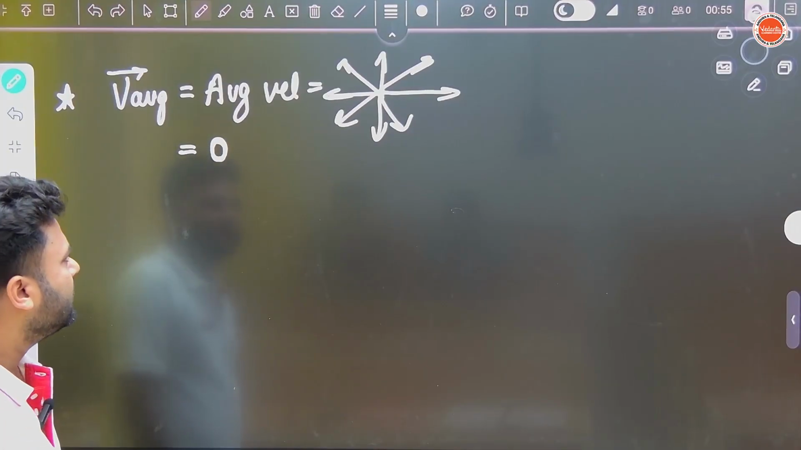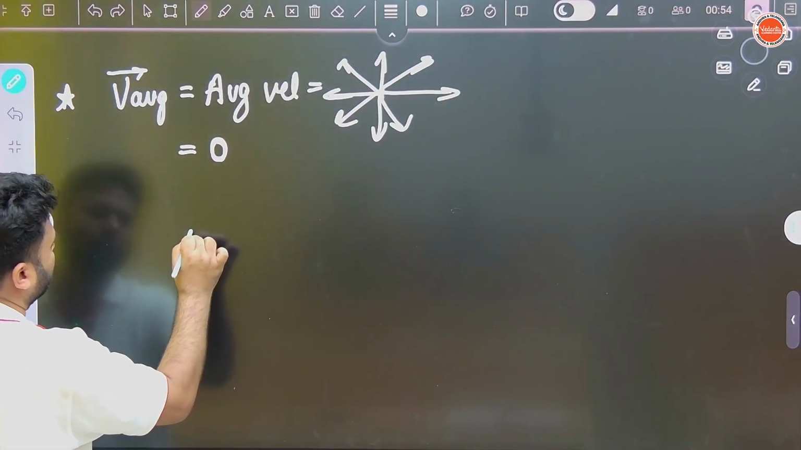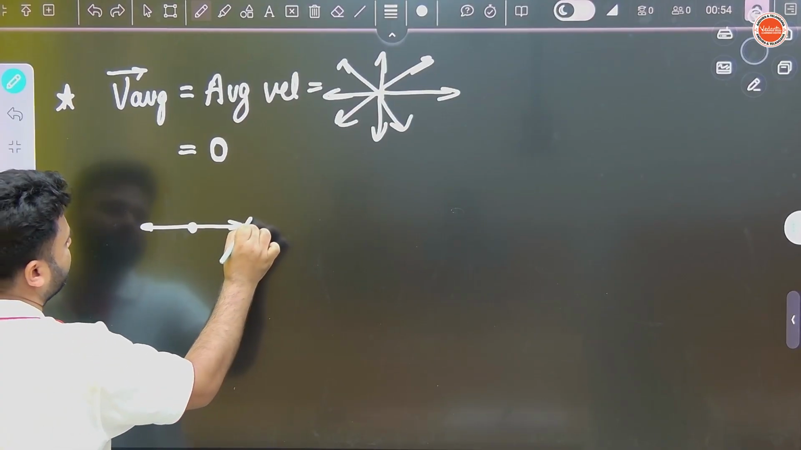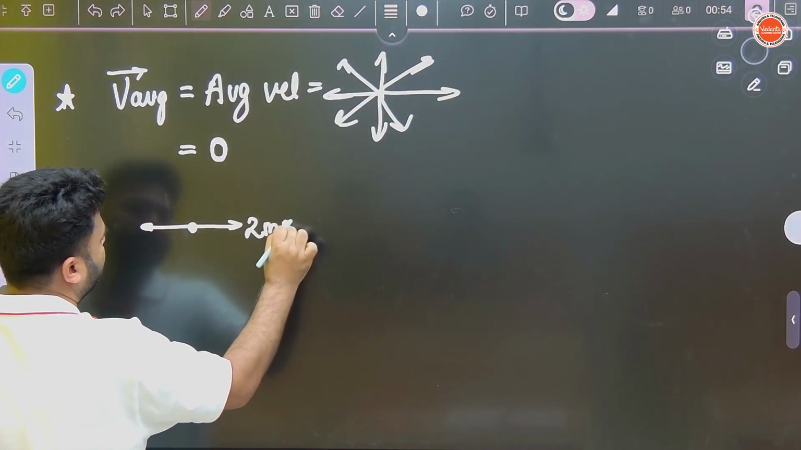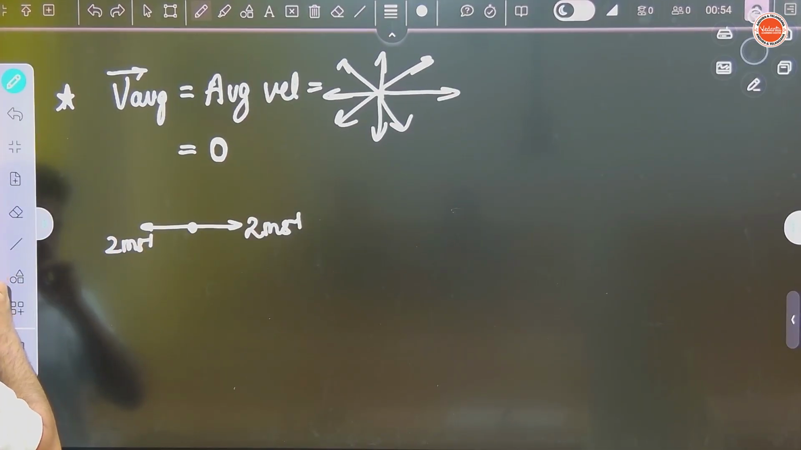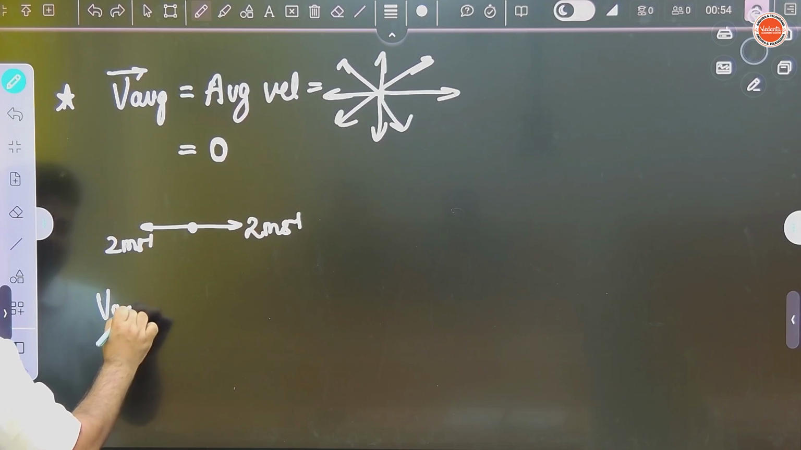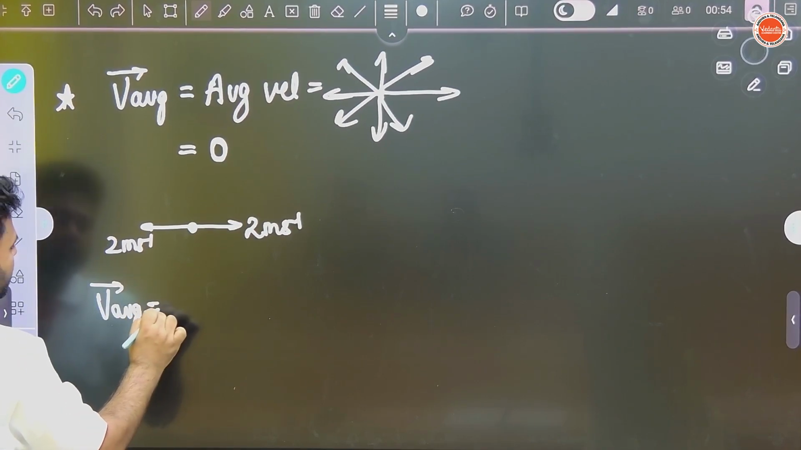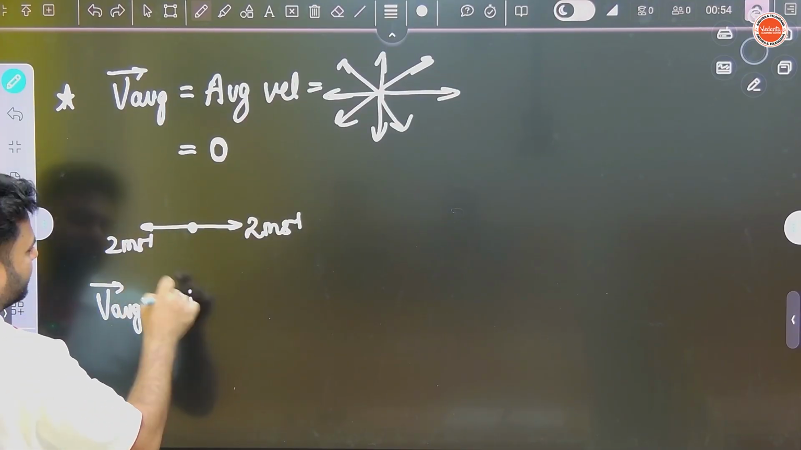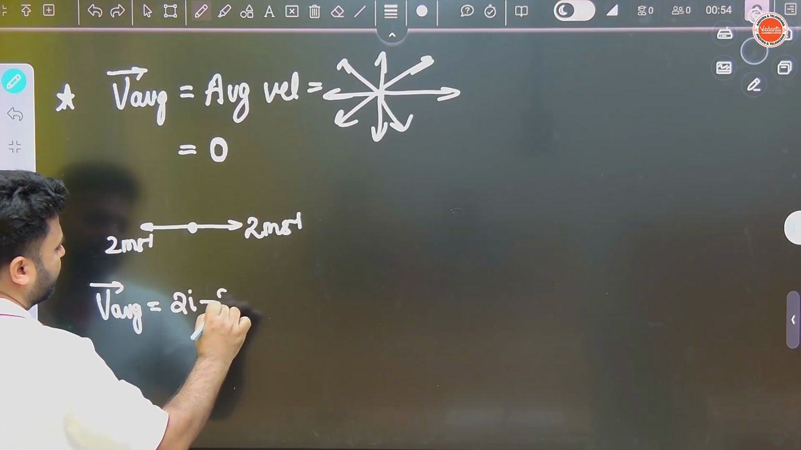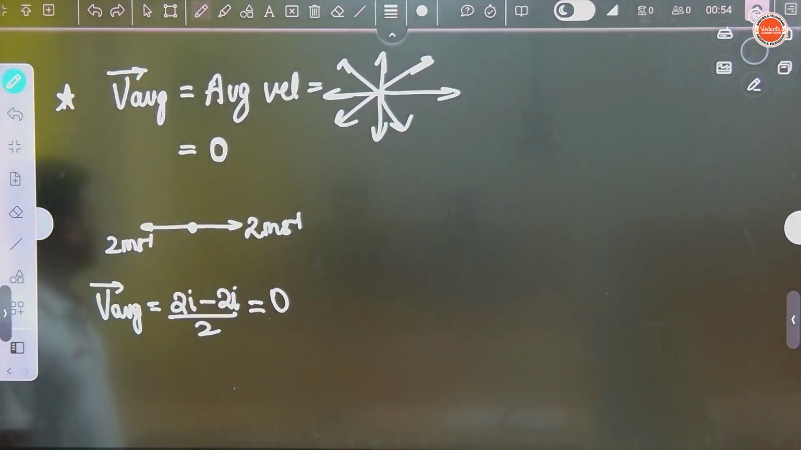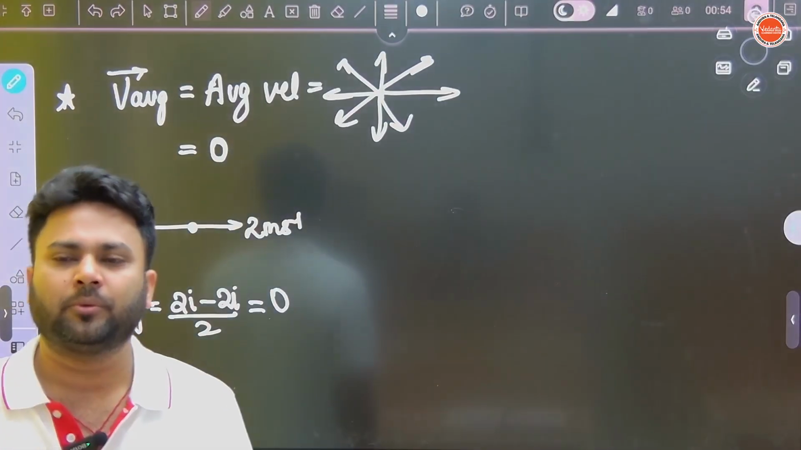For example, suppose there are two molecules. One molecule is moving in this direction and one in the opposite direction. Its speed is 2 meter per second, and its speed is also 2 meter per second. So if I write V average, its velocity is 2 i cap in this direction, but in the other direction it is minus i cap. So this will be 2 i cap minus 2 i cap divided by 2, which is 0. So average velocity will be 0.